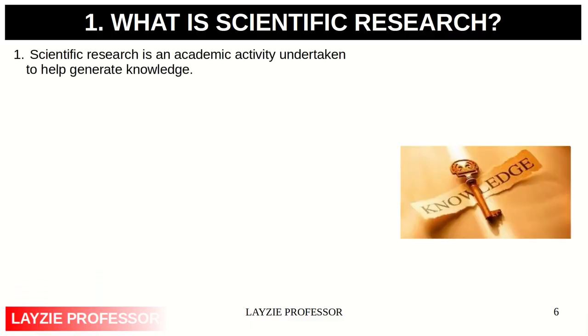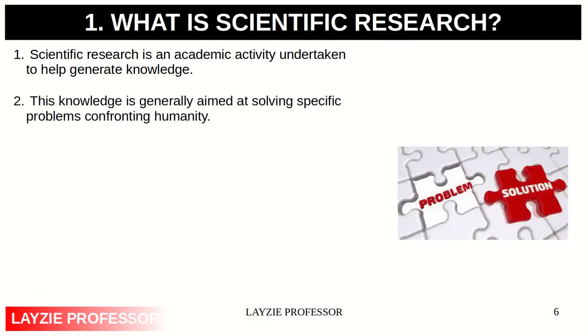Scientific research basically is an academic activity which is undertaken to help generate knowledge, knowledge that we will use to live our lives, knowledge that we will need to help improve the world so we can live better lives. And this knowledge basically that is generated out of scientific research is aimed at solving the specific problems confronting humanity, and this knowledge may be something that could be applied at a global scale or something that could also be applied at a local scale. But the main important thing here is that the knowledge should be aimed at solving problems confronting humanity.